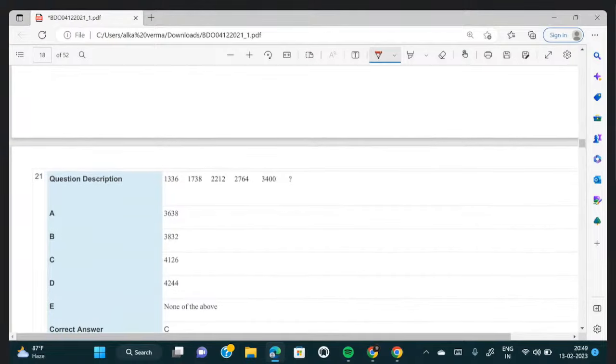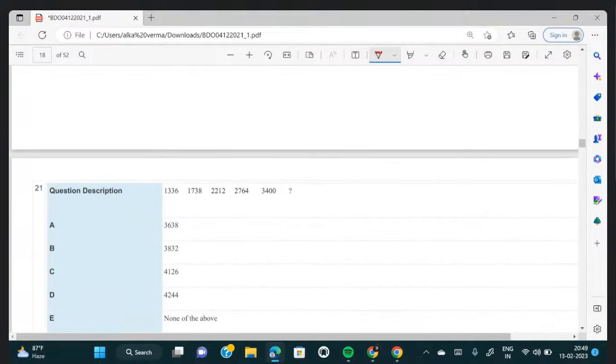Question number 21. Again, a number series. As I told you, you will be having many number series questions. So let us, I am writing here 1336, 1738, 2212, 2764, 3400. Again, next number will be what?